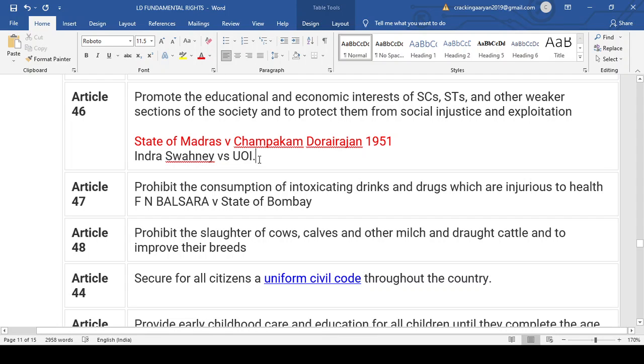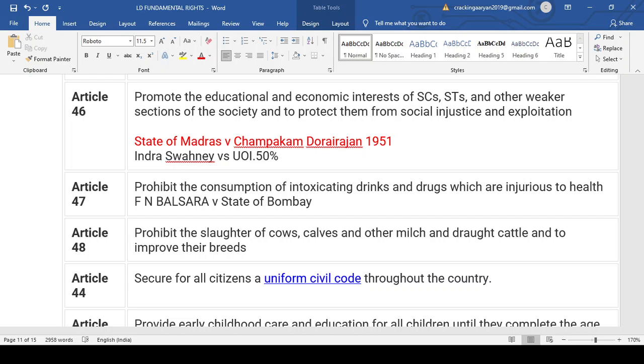And then you have the Indira Sawhney versus Union of India. This is a landmark judgment. All of you know what the Indira Sawhney versus Union of India judgment is. Now here I am not going to discuss the 50% cap. I am not discussing the 50% cap here.